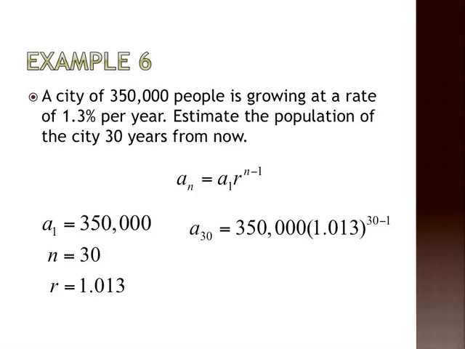So A sub 30 is equal to 350,000 times 1.013 to the 30 minus 1. Do the exponent first before you multiply by 350,000, and this should come out to be about 509,028.